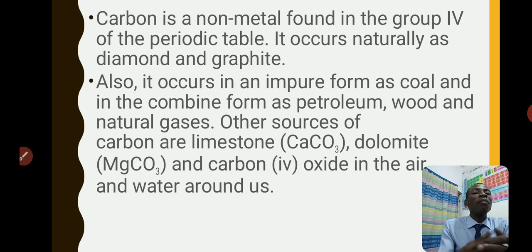You can also find carbon in limestone. Limestone is calcium carbonate. Dolomite contains magnesium carbonate, and carbon is found as carbon dioxide in the air. So carbon exists in those combined forms.